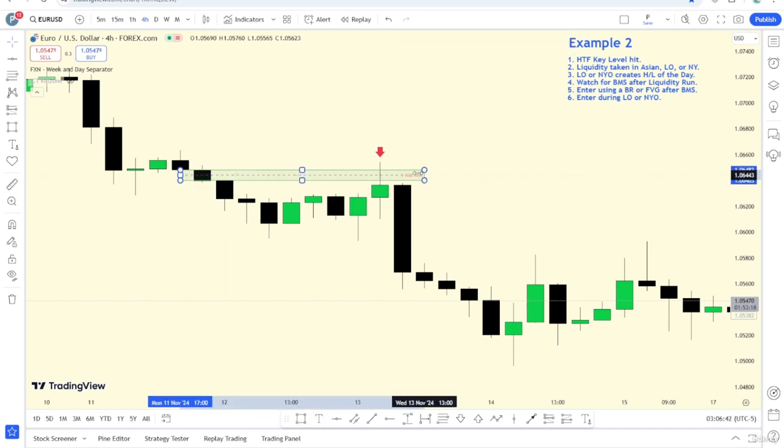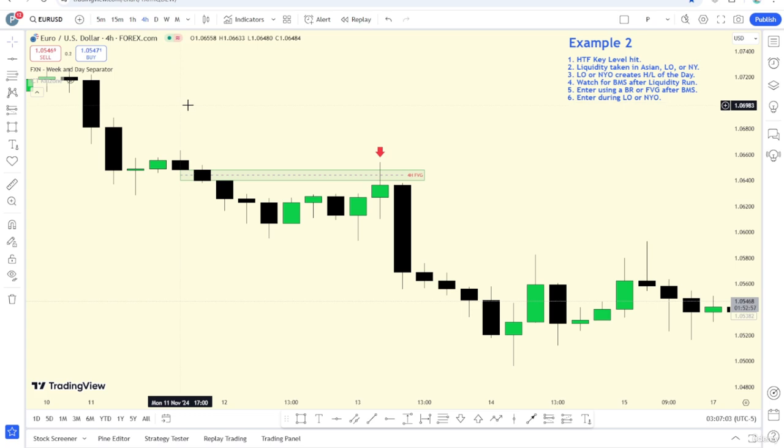So this is our 4-hour fair value gap, and we're going to look at how the market actually came into this 4-hour fair value gap and created a setup using this strategy. You can see that the market came back to hit that higher time frame key level. So we have that higher time frame key level being hit.